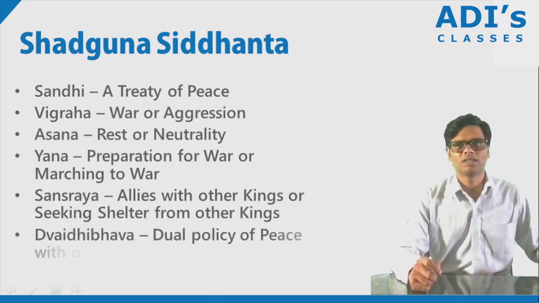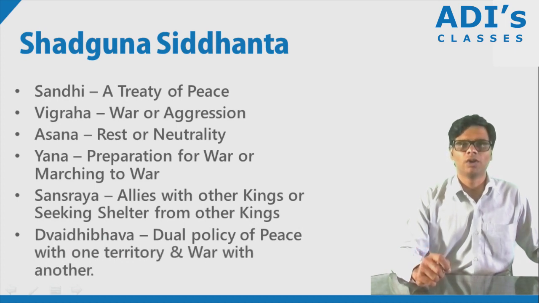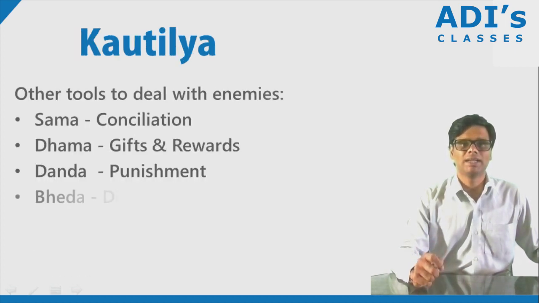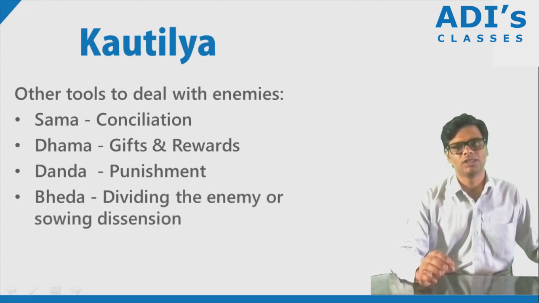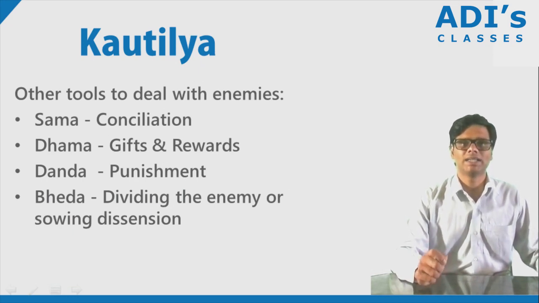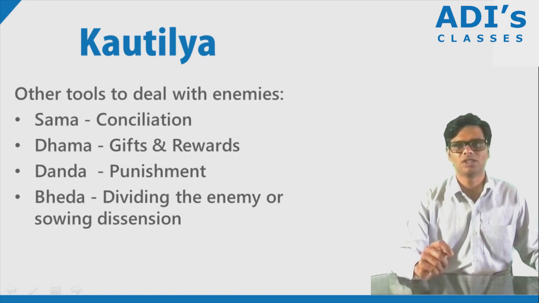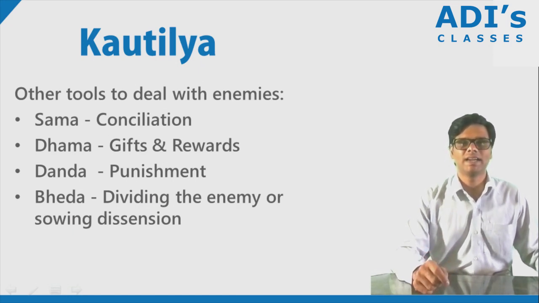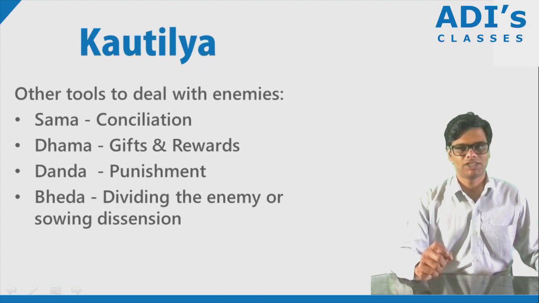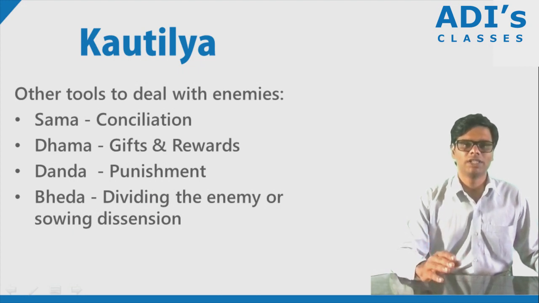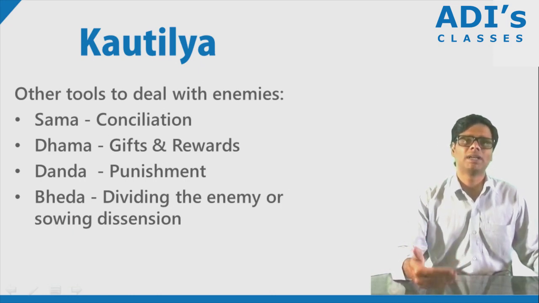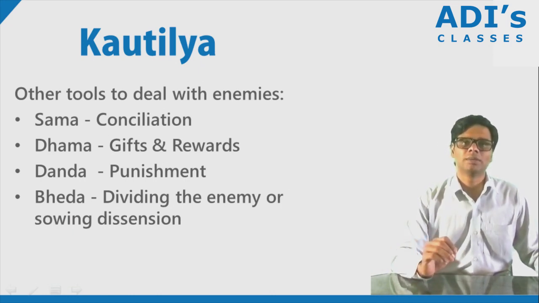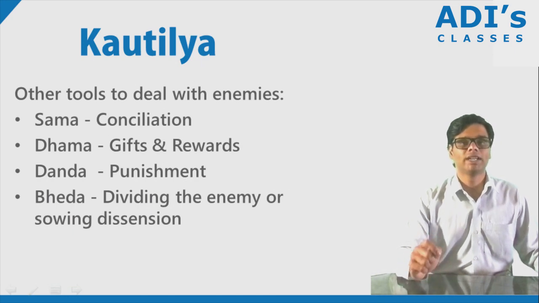In addition, on a broader theme, Kautilya also gives the following: Sama, Dama, Danda, Beda. Sama is conciliation, Dama is gifts and rewards, Danda is punishment, Beda is dividing the enemy or sowing dissension. In fact, all of these four also come within the six-fold foreign policy if you look at it. So this is also a toolkit that Kautilya gives to his king.